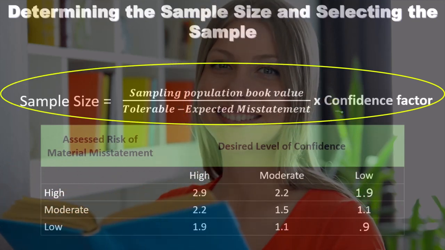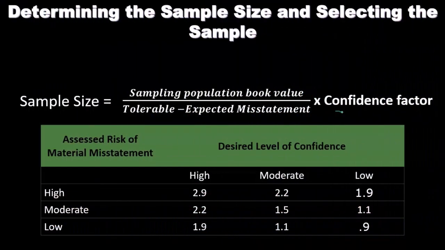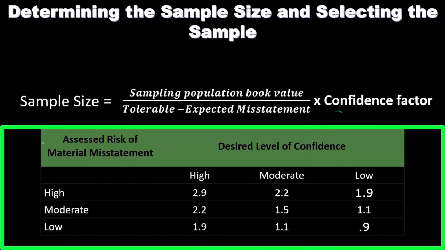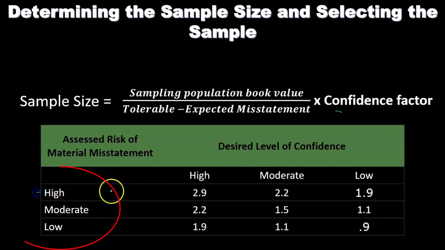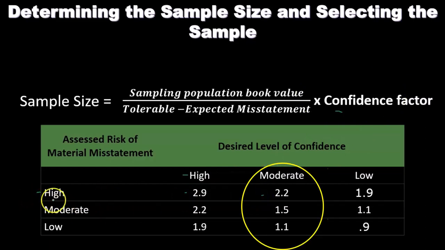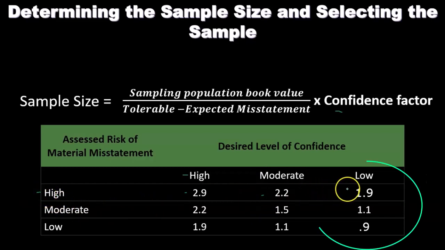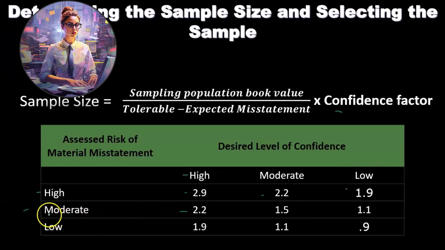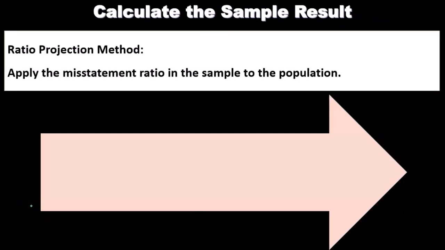Now, this confidence factor might be given in our audit papers. We might have some standardized factors that we would use, something like a table such as this, where the assessed risk of material misstatement is here, and then the desired level of confidence is here. So if we have a high assessed risk of material misstatement and a high desired level of confidence, then we're going to have a higher number used as the confidence factor, in this case 2.9. If we have a high assessed risk of material misstatement and a moderate desired level of confidence, then we'll have a lower factor. High assessed risk of material misstatement and a low desired confidence, then we have a lower factor still. And then, of course, with a moderate assessed risk and a high desired level of confidence, we're at this number. If we have moderate and moderate, we're at this number, and so on and so forth. And you can see what the effect would be in the formula given those numbers here in the confidence factor section of the formula.